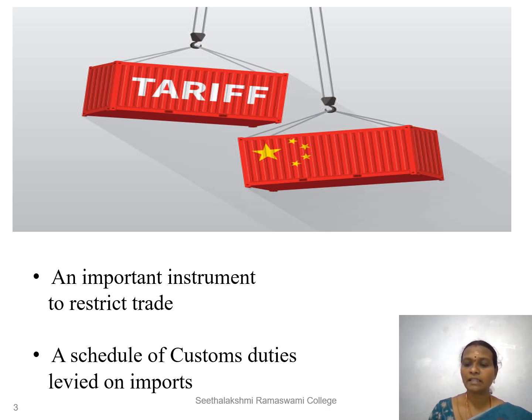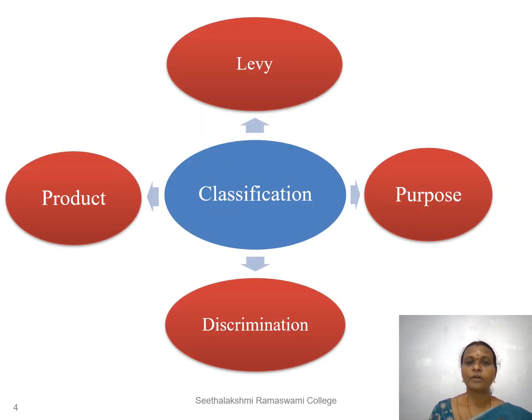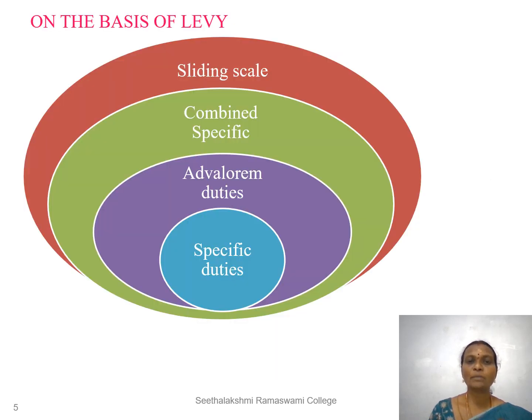Next, we will see the classification of tariff. Broadly, tariff is classified on the basis of levy, on the basis of purpose, on the basis of discrimination, and on the basis of product. First, we will see the classification on the basis of levy. On the basis of levy, the tariff is classified into specific duties, ad valorem duties, combined specific and ad valorem duties, and sliding scale duties.